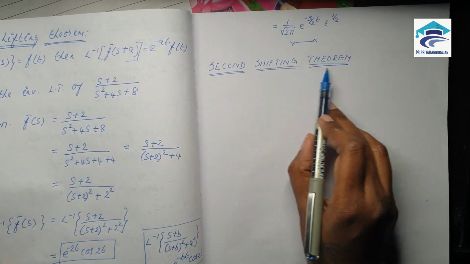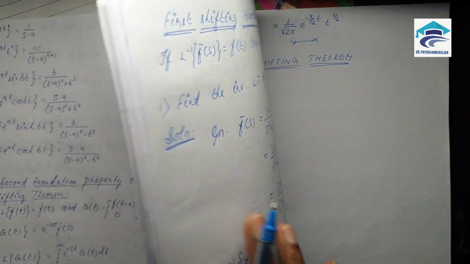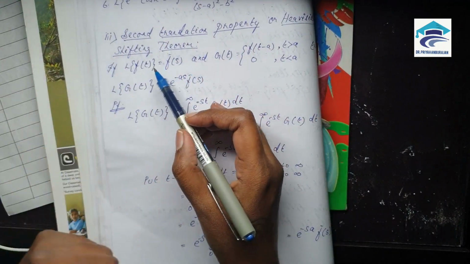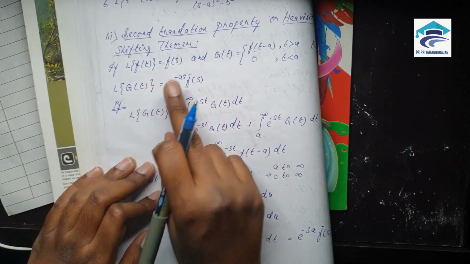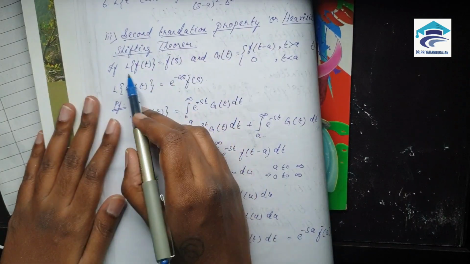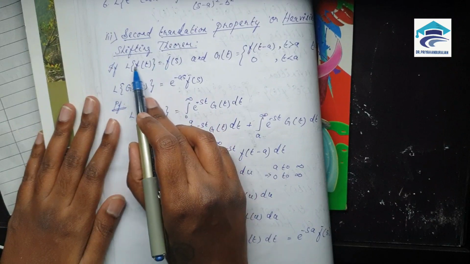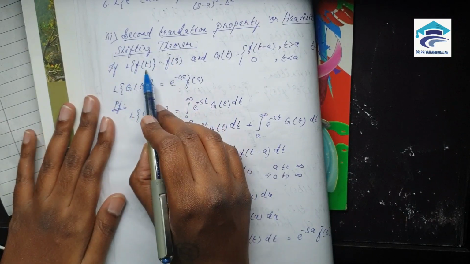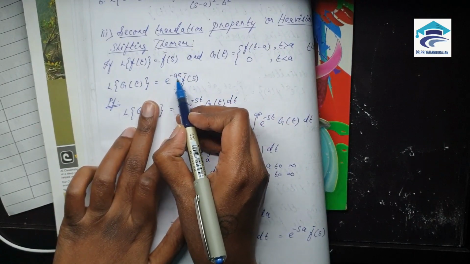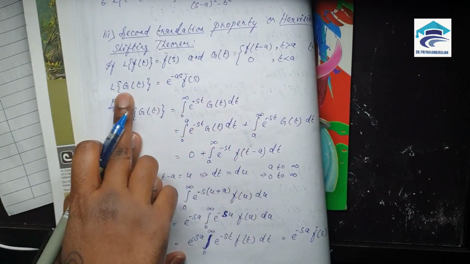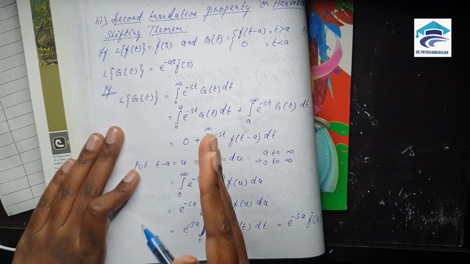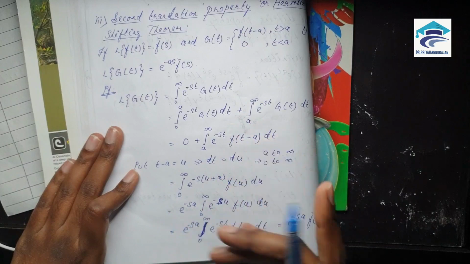Next is the second shifting theorem for the inverse Laplace transform. We have already proved the second translation property, or the second shifting theorem, for the Laplace transform. What we are going to do here is take the inverse: if L inverse of f bar of s is equal to f of t, then L inverse of e power minus as f bar of s is going to be g of t. We have already proved this. It is also applicable for the inverse Laplace transforms.